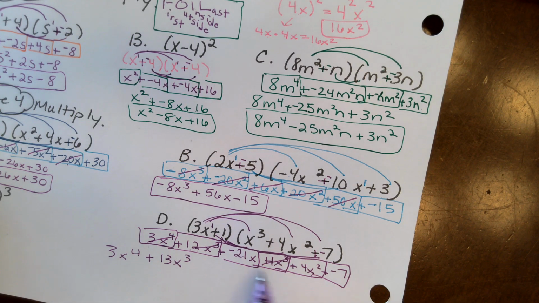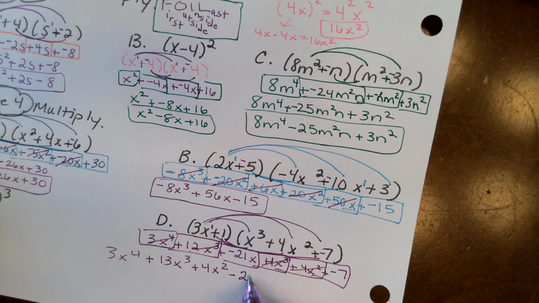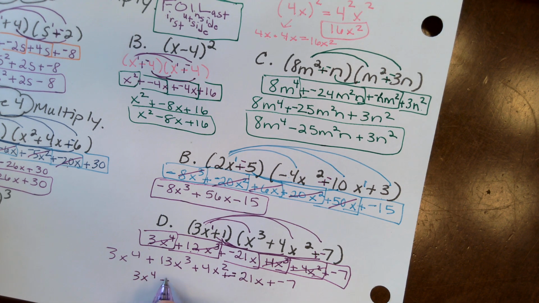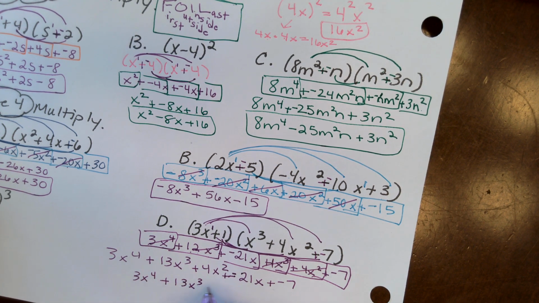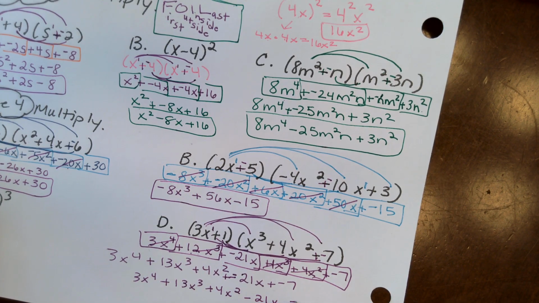But then the next thing I'd want to put for descending order is I have 4 and 3, I'm going to put the power of 2 next, then we'll put the power of 1, and then plus a negative 7. 3x to the fourth plus 13x cubed plus 4x squared minus 21x minus 7.